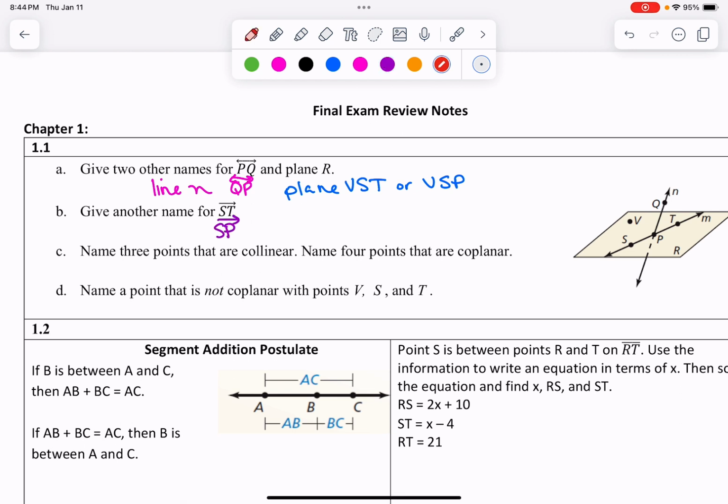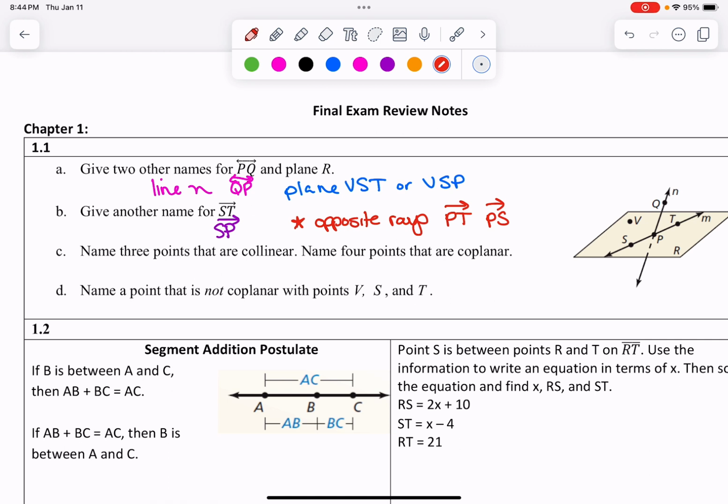Now let's take a little side note here. If I wanted to look at two opposite rays, those are rays that start at the same position, like point P, and shoot off in opposite directions. So the two opposite rays here would be ray PT and ray PS, both starting at P and going in opposite directions.